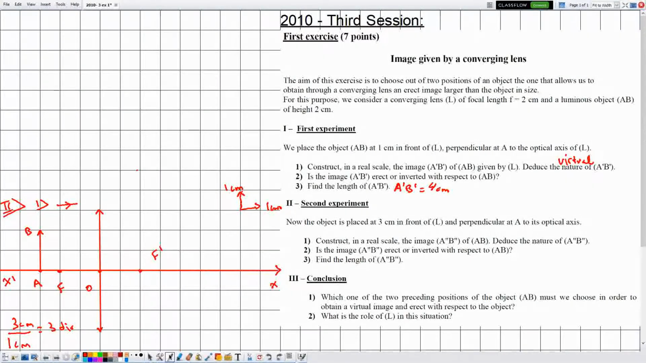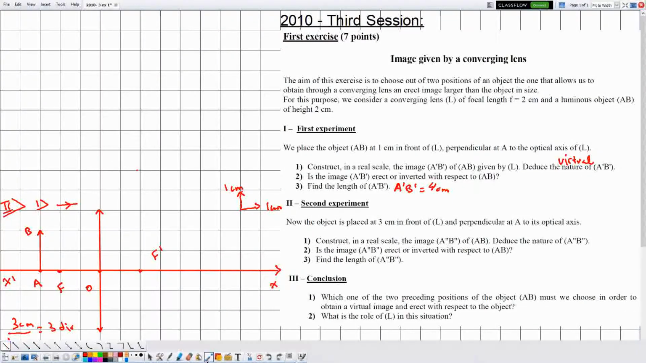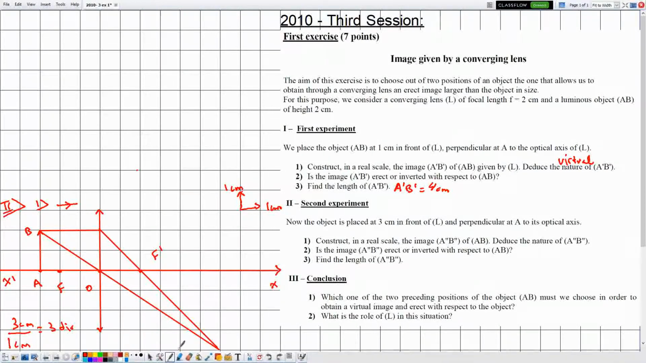Okay. And I repeat that the word construct means that we need to trace and justify. First, let's do the tracing, then we'll justify. In order to trace the image, we need first to consider 2 rays issued from B. The first one, parallel to the optical axis, we know that it will emerge passing through the image focus. Okay, and the next ray that we need to consider is passing through the optical center. And we don't forget arrows on light rays that indicate the direction of propagation of light.